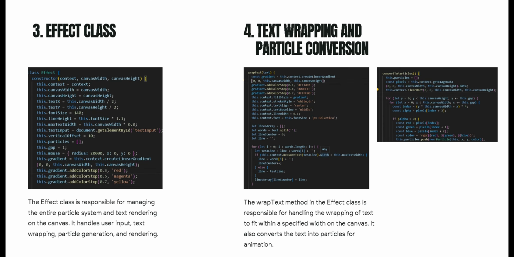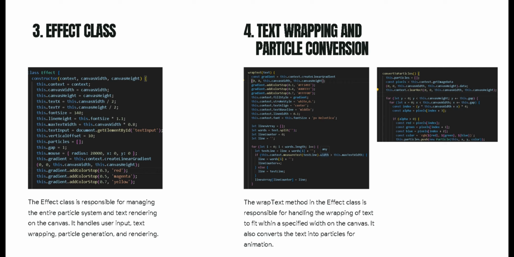So the third one is the Effect class. Here we also have a constructor, which sets up the canvas context, dimensions, text properties, and initializes an array for particles. It also sets up the mouse event listener and handles text input changes.